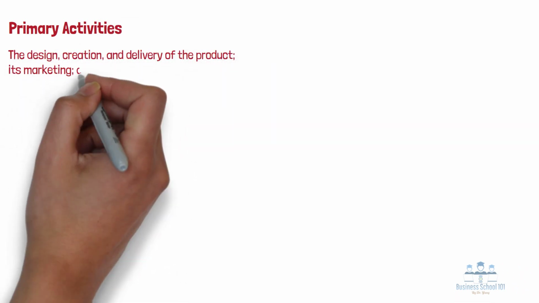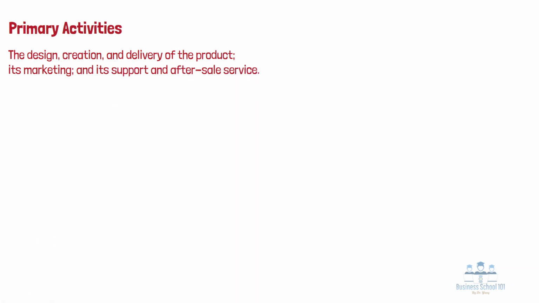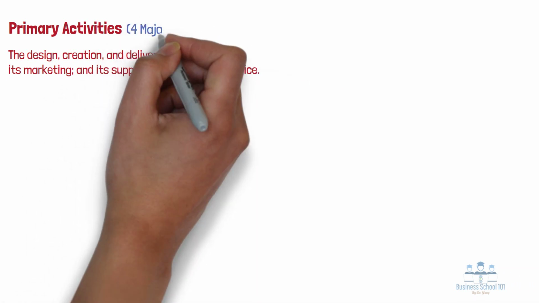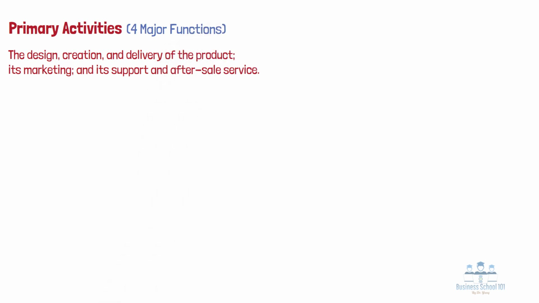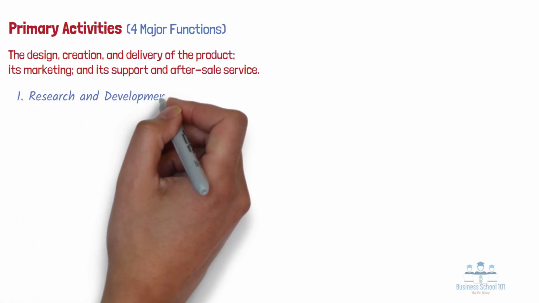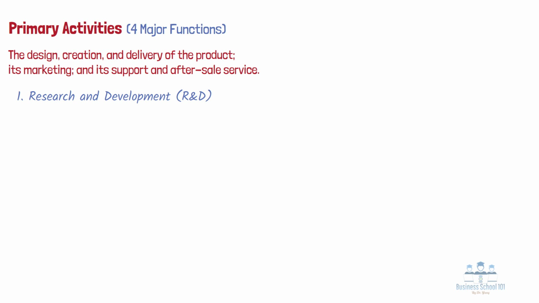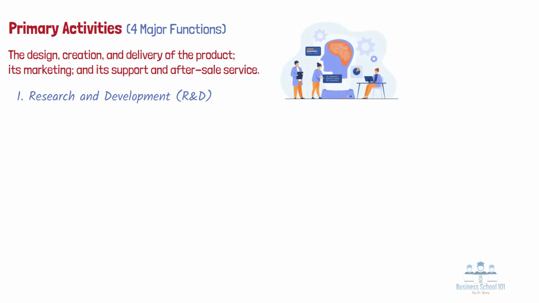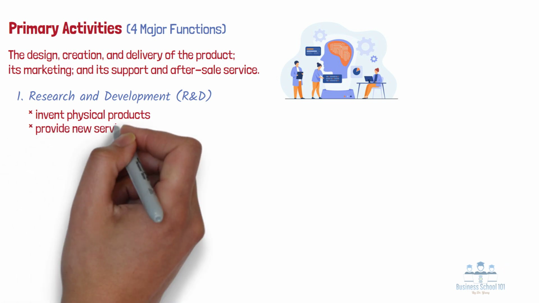Primary activities have to do with the design, creation, and delivery of the product, its marketing, and its support and after-sales service. The primary activities are divided into four major functions: research and development, production, marketing and sales, and consumer service. First, research and development, or R&D, is concerned with the design of products and production processes. Although we think of R&D as being associated with the design of physical products and production processes in manufacturing enterprises, many service companies also undertake R&D.